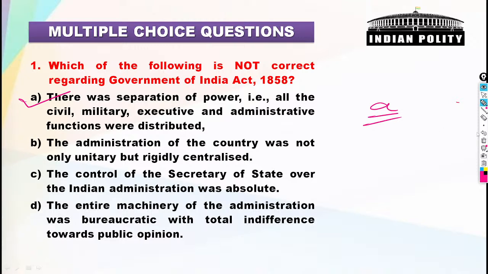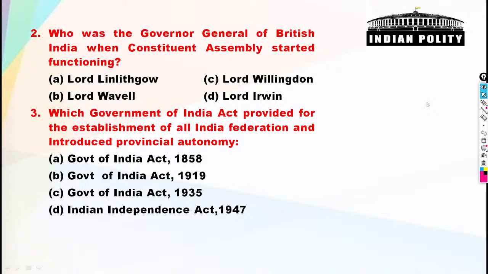Okay, who was the Governor General of British India when the Constituent Assembly started functioning? That is Lord Wavell. The Constituent Assembly started functioning in 1946. Lord Wavell. So the answer is B.